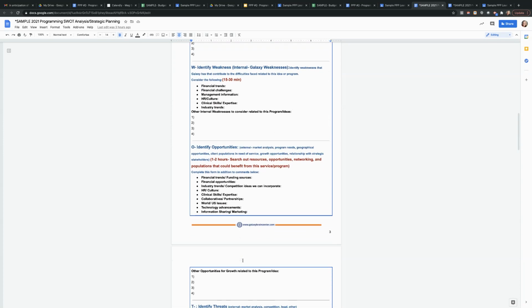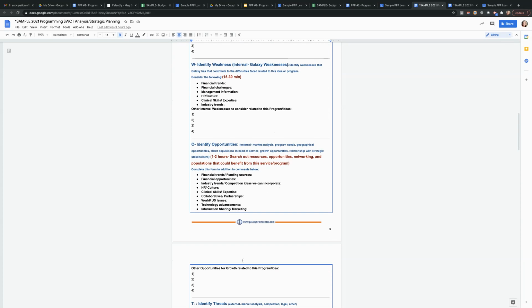The next section is opportunities. This is going to take anywhere between 1 and 2 hours, because we're really looking at what our resources are, what opportunities there are, and what networking opportunities would help us grow and implement this program. Now we're looking at external opportunities. What outside of Galaxy can we tap into to help us run this program?